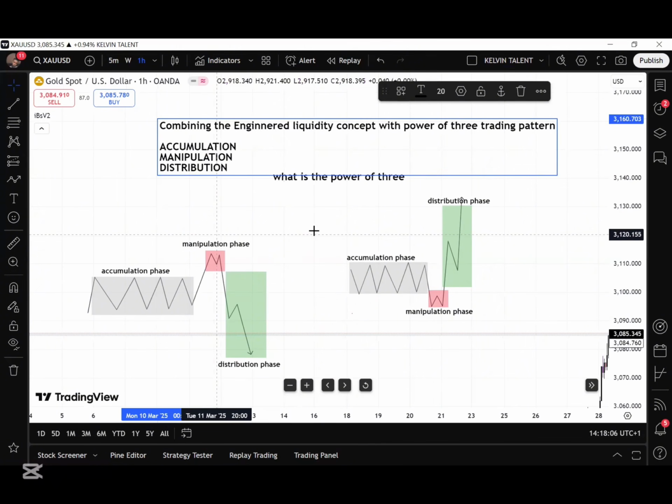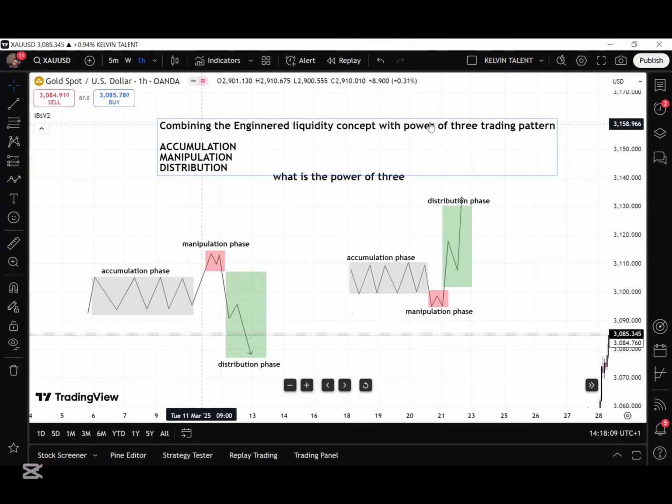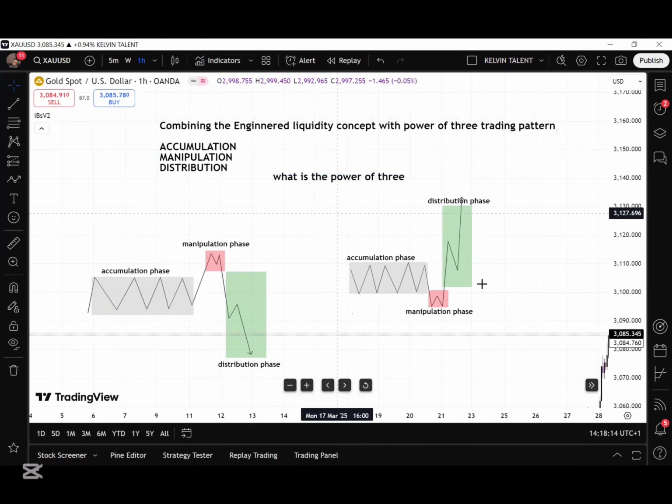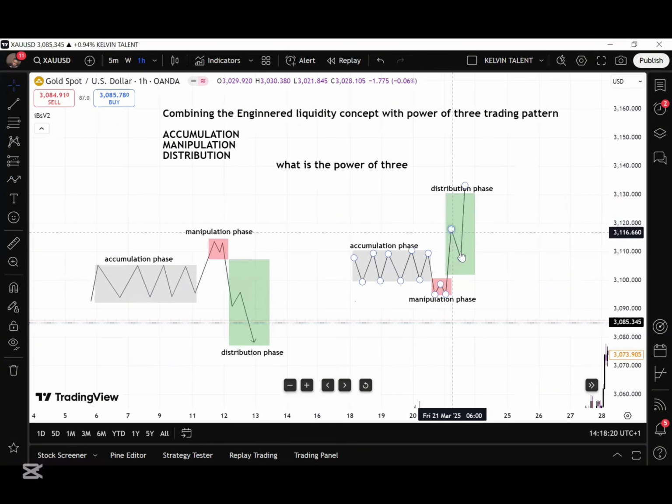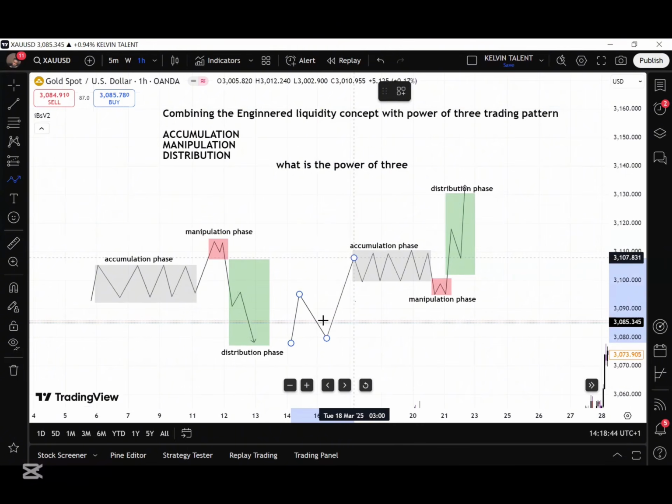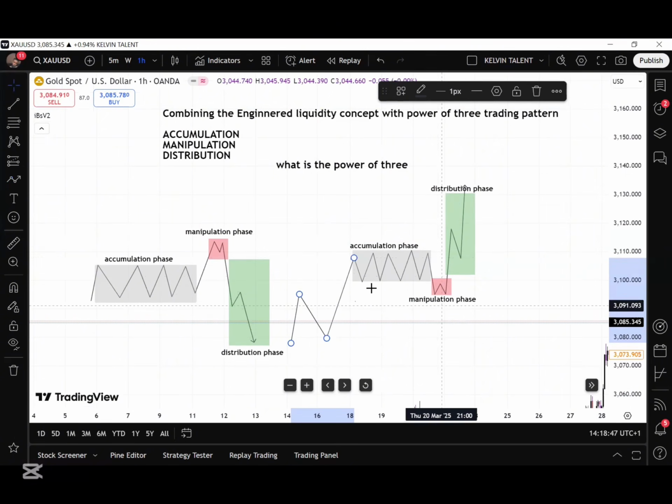Now, the most important part of this video, combining engineer liquidity concept with the power of three. I just explained what the power of three means and how they form, right? Now, using the engineer liquidity concept, instead of waiting for this distribution phase before we enter a trade, we can actually catch our trades during this manipulation phase. How? The engineer liquidity concept, in this case, let's say price is in an uptrend. And after this break of structure, we expect price to pull back a little, that gives us a little retracement before the next high, right?